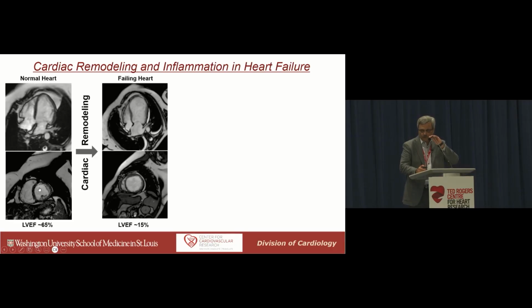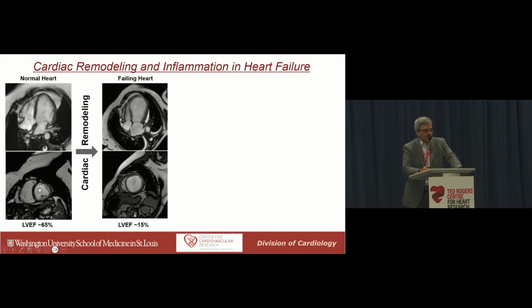My work focuses on heart failure, and this should be playing as a video. I'm not sure. There we go. Well, the normal heart's not playing, but I think you can see the failing heart is quite dysfunctional. And if you look closely, this is an ischemic cardiomyopathy with apical akinesis. The process that leads from a normal heart to a failing heart, we term cardiac remodeling.